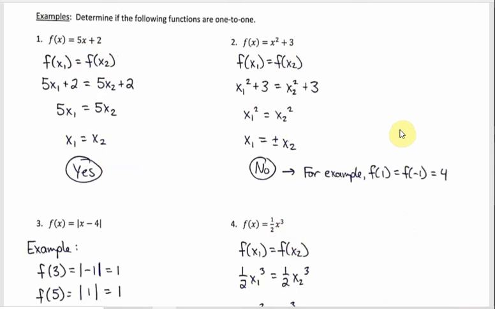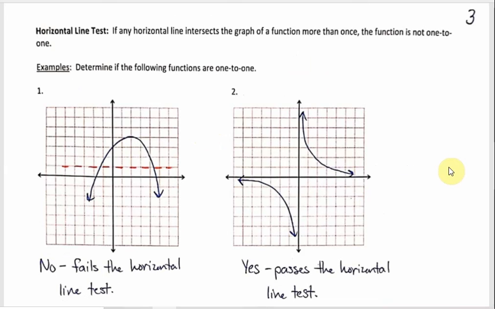I think if you have to check and figure out if a function is 1-to-1, if it's all odd powers, it should work out. If you have even powers, either you can do this thing here or see if you can find a counterexample. And if you've got graphs, it's actually really, really simple.